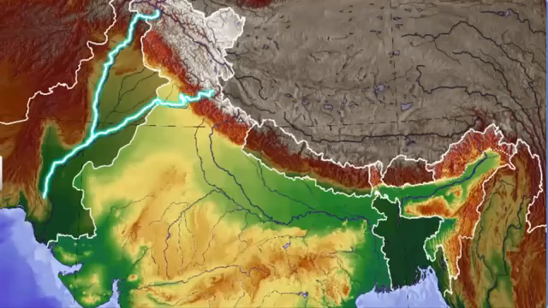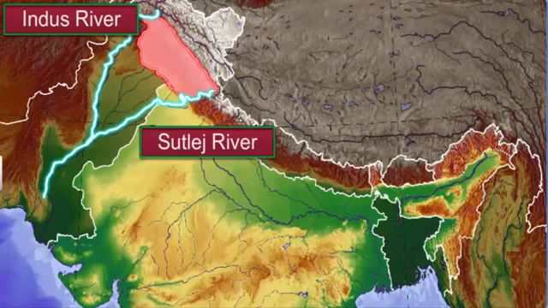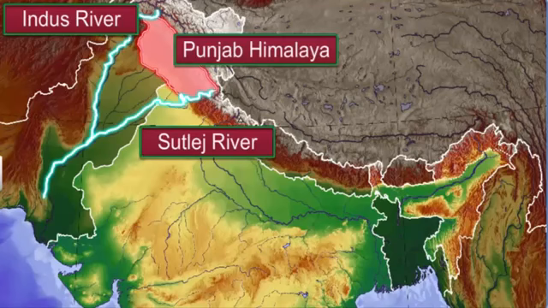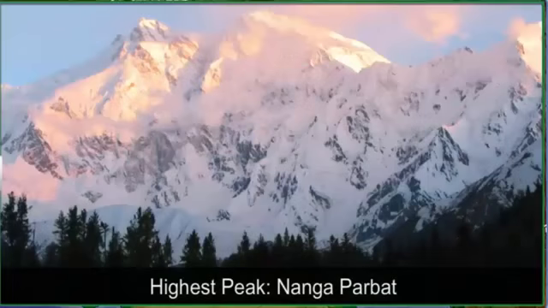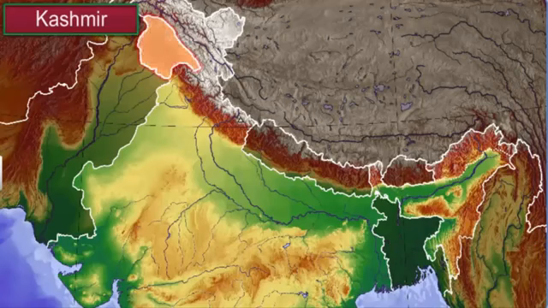First, let's consider the area between the Indus and the Satluj. This area has been traditionally known as the Punjab Himalaya. Nanga Parbat is the highest peak in Punjab Himalaya. However, on the basis of regional divisions of the Himalayas, locally it is also called Kashmir in the west and Himachal Himalaya in the east.